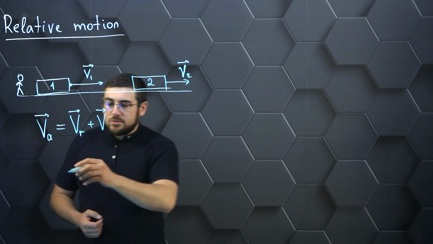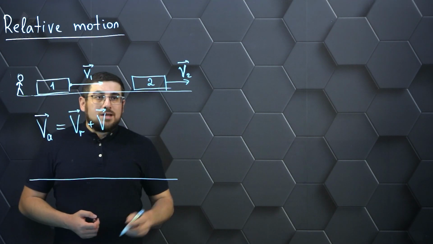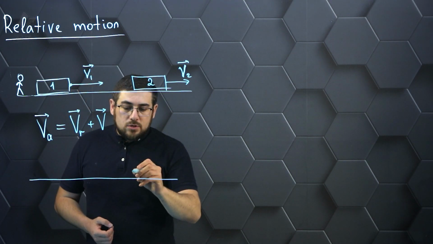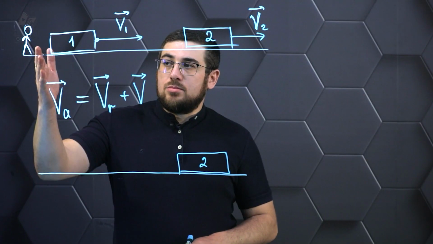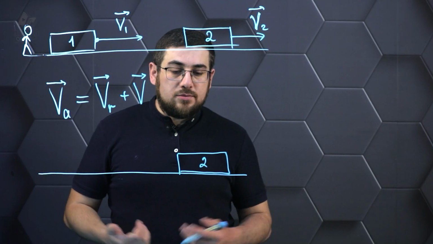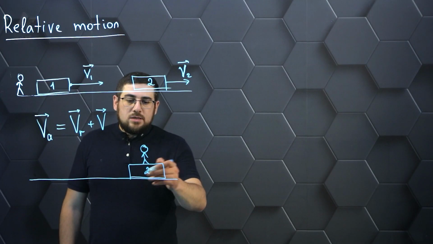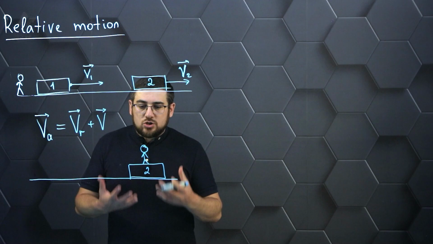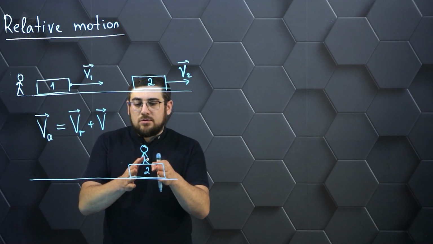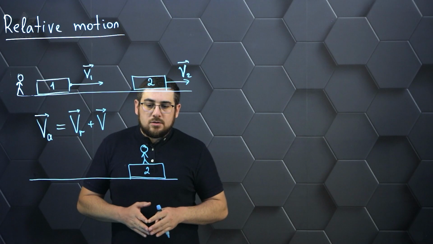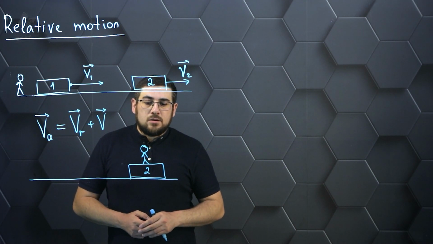To do that, we're going to draw a second figure, where the second car is now stationary. We move the observer to the second car. Let's draw him like this. And now our task is to consider what happened to the speed of this car. If we stop this car and consider it as a reference system, it means that its velocity at this moment of time is 0.